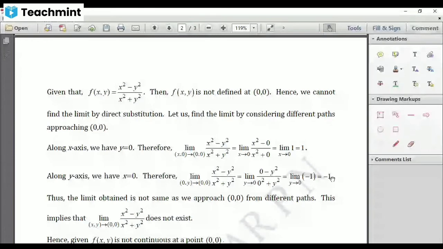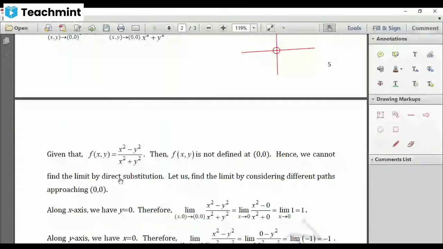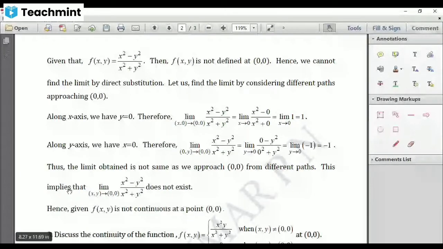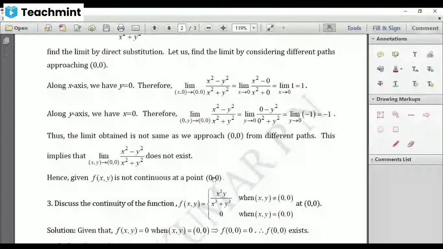But here we are getting different limits. One is plus 1, another one is minus 1. Therefore, we can conclude that limit does not exist. When the limit does not exist, the given function is not continuous. Straight away, we can declare that it is not continuous at 0, 0.